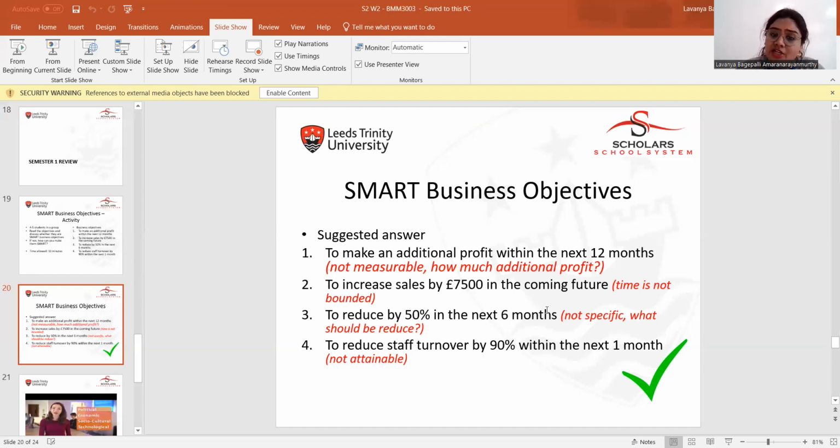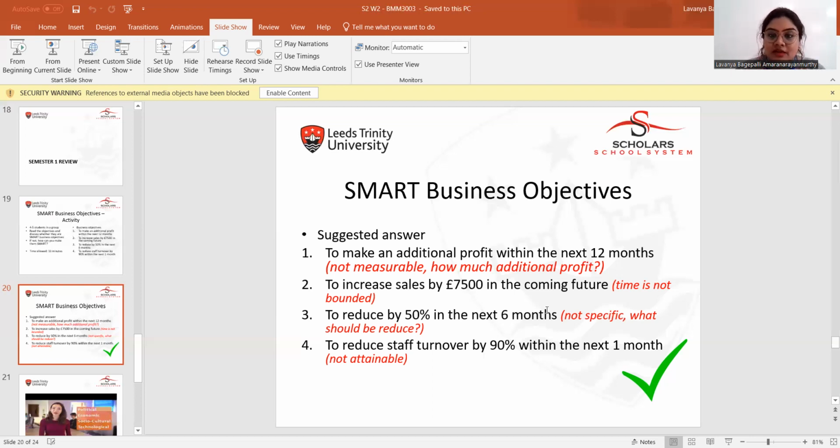And the last one is to reduce staff turnover by 90% within the next 1 month. To reduce staff turnover by 90% within 1 month is highly unrealistic. It is not attainable at any cost. You cannot reduce staff turnover by 90% in the next 1 month. Here, they have mentioned what to reduce, how much, and the time bound, everything, but it is not attainable. So, again, it is not a SMART business objective.